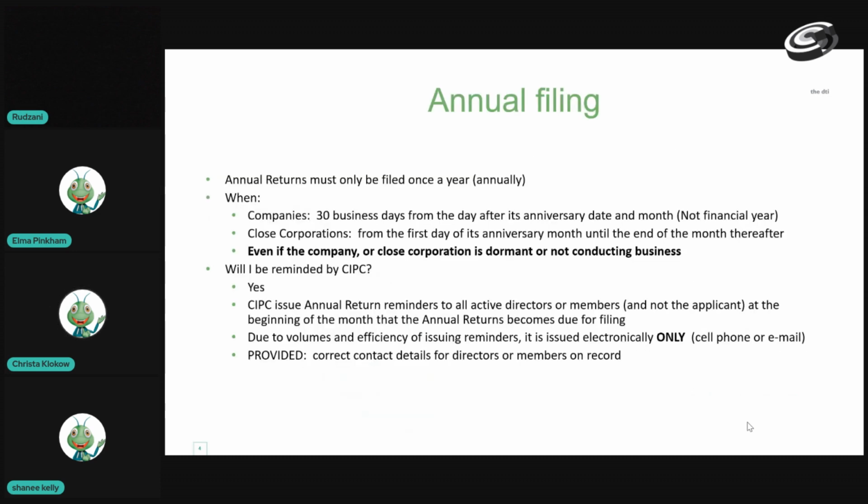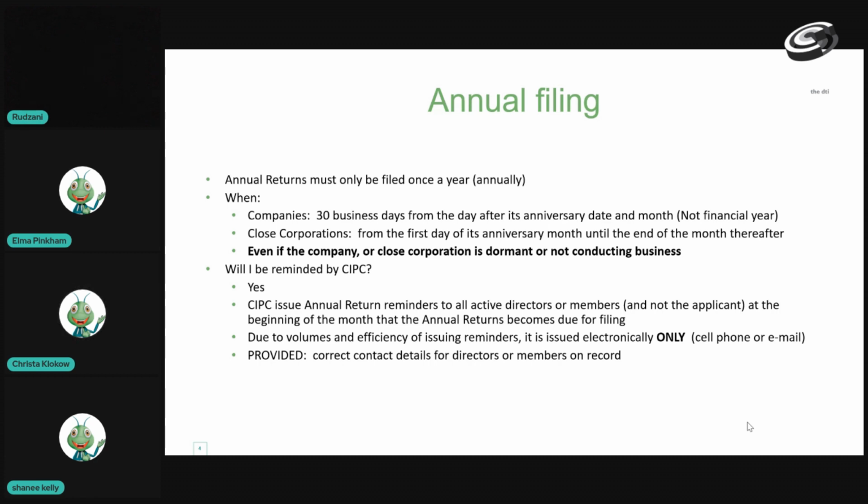So as stated, annual returns is an annual filing that must be filed once a year. When? For companies, it's 30 days from the date after its anniversary date and month. Closed corporations is from the first day of the anniversary month until the end of the month thereafter. You have to file your annual returns and all that information that we have indicated in the first slide, even if your company and closed corporation is dormant and not conducting business. As I stated, it's just a checkpoint to see where you are and that information is actually used.